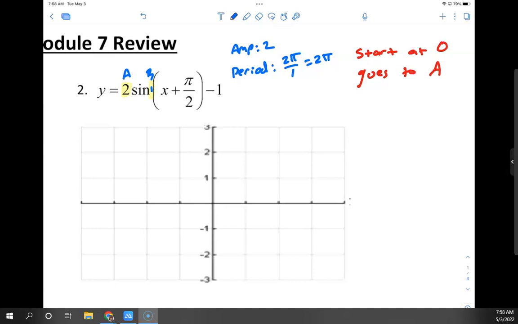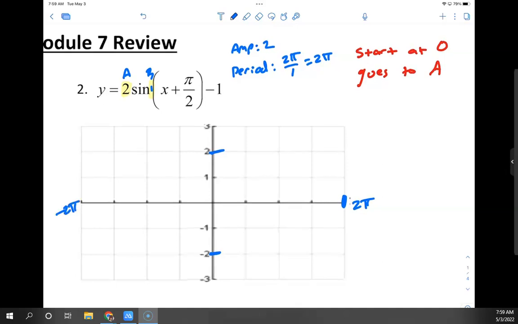The amplitude and period are basically just going to help me graph it. So positive 2, negative 2. Over here, you put the period. I'm going to put it at 2 pi. And on the test, I think there will be little boxes for you to fill in, because I want to make sure you fill in those 3 things.